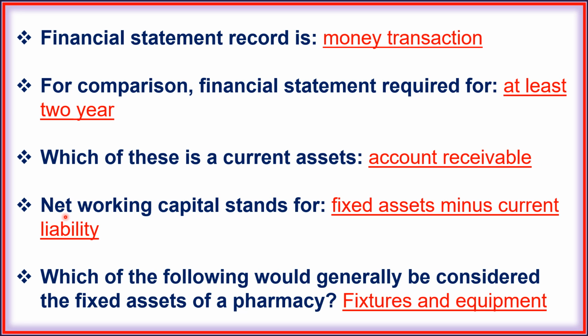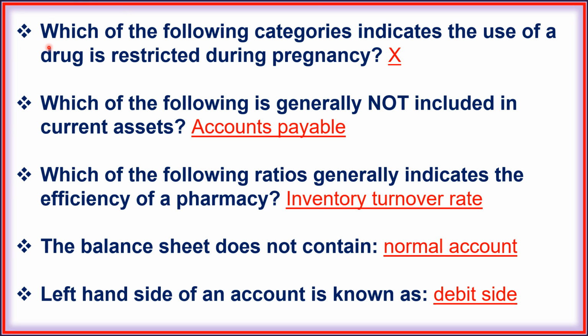Next, net working capital stands for fixed assets minus current liability. Next, which of the following would generally be considered the fixed assets of a pharmacy? Fixtures and equipment. Next, which of the following categories indicates the use of a drug is restricted during pregnancy? That is X. Next, which of the following is generally not included in current assets? That is account payable.